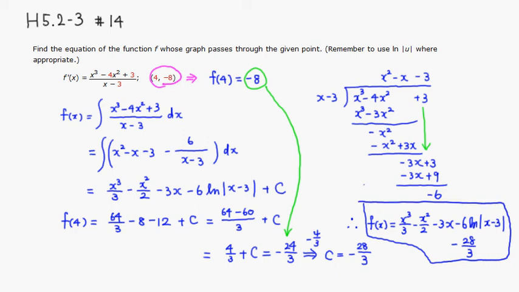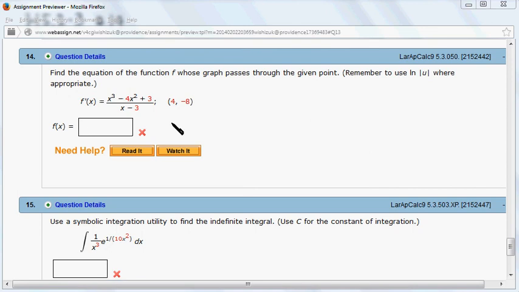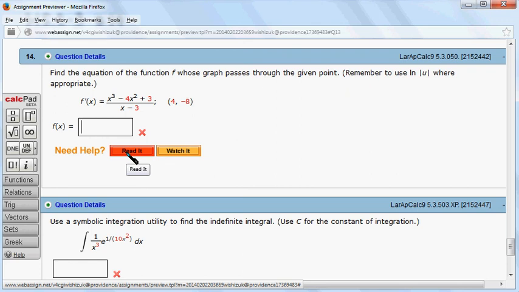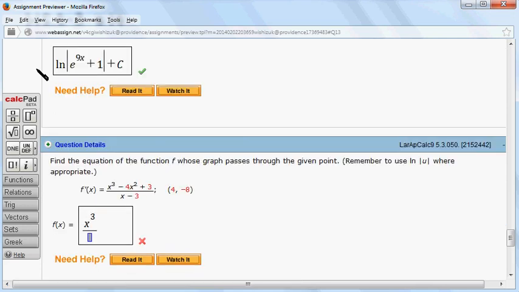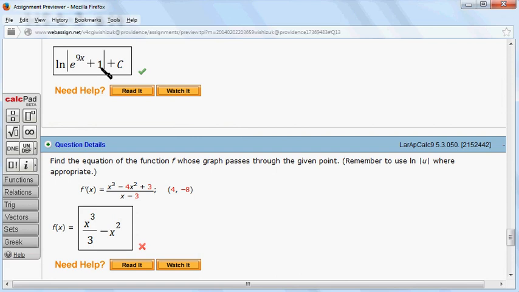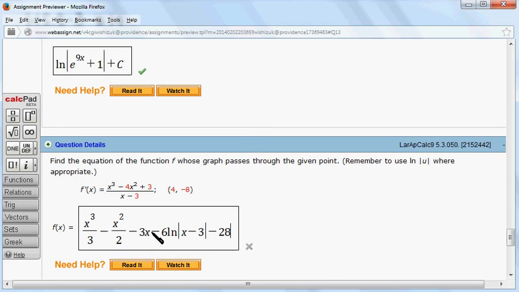So let's type it in. The answer we found was x cubed over 3, minus x squared over 2, minus 3x, minus 6 natural log of absolute value of x minus 3, and a minus 28 over 3.